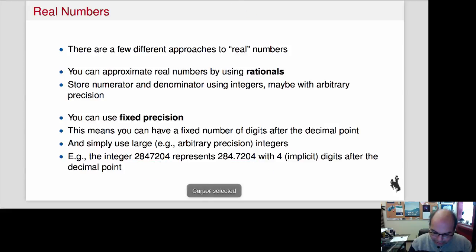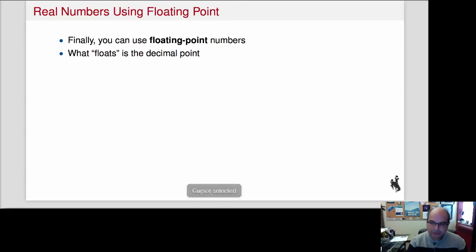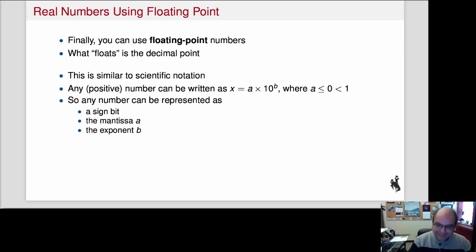Okay. Now, of course, you're familiar with a different solution. That is to use what are called floating point numbers. Okay, and so we had fixed precision. We have floating point precision. It's the decimal point that floats. Okay, so I could also call this floating precision numbers. Okay, and the idea is just the same as for scientific notation.